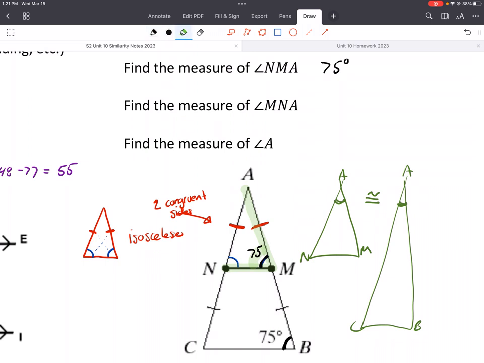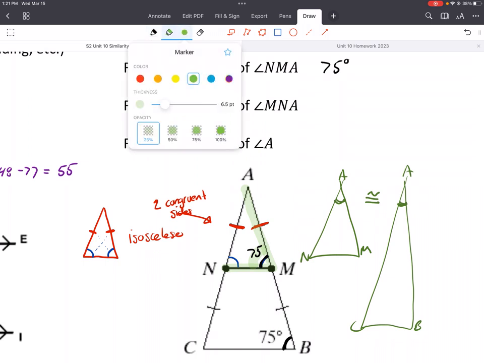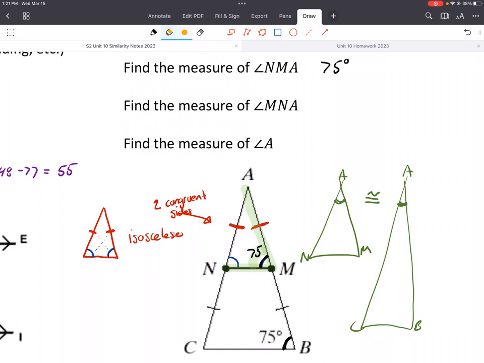And then it says, what is the angle, let me use a different color here, for angle MNA. So this is the other angle that we're trying to find. Okay, so this angle now. And because it's an isosceles triangle, we also know that this is 75. And then from there we can find what the measure of A is. So angle A would have to be 180 minus 75 minus 75, which would give us, I think, 30 degrees.